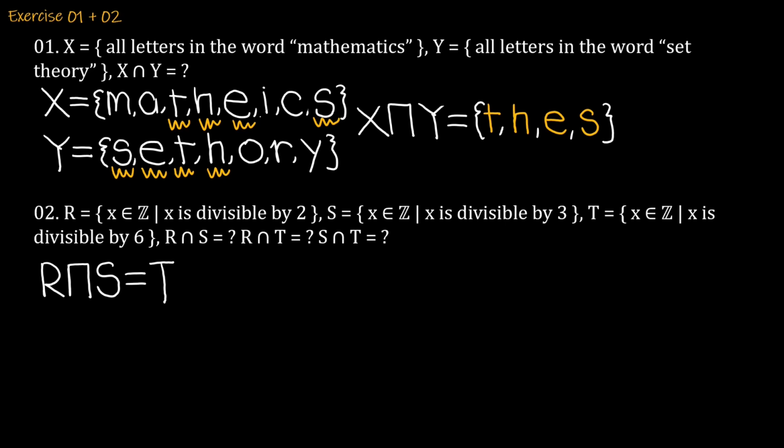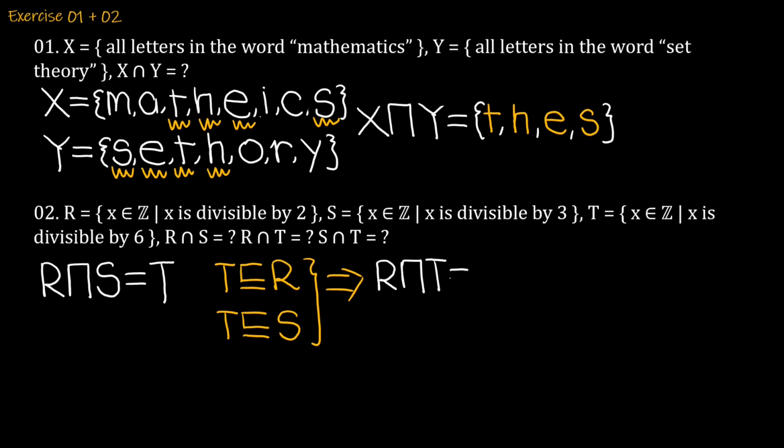Now let's consider R intersects T, and S intersects T. If you have watched the previous video of this series, you might remember T as a subset of both R and S, which means every element of T is also in R and S. This is not too difficult to see since any integer that is divisible by 6 is also divisible by 2 and 3. So every element of T is a common element. Then R intersects T and S intersects T both equal T.